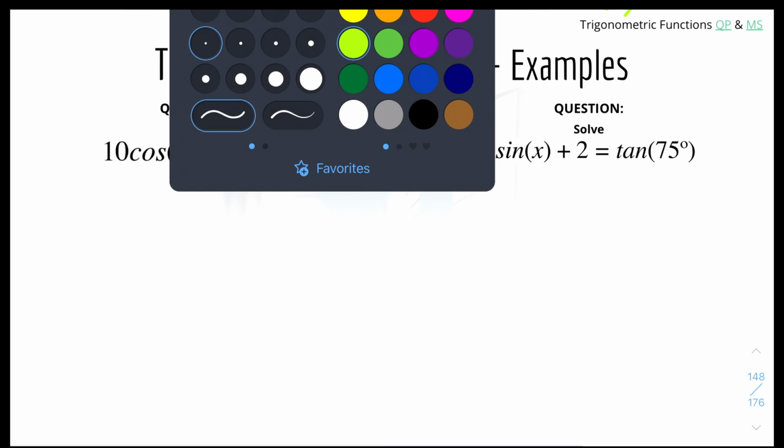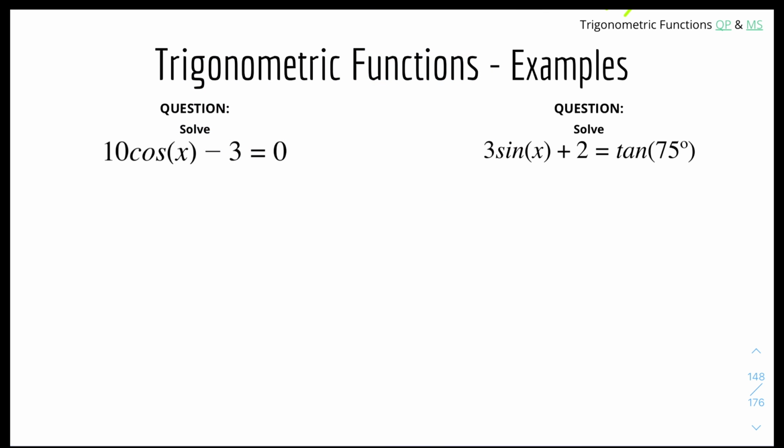Then we have some more questions. We have 10 cos x minus 3 equals 0, and let's just solve it. And let's just set it in the range of 0 to 360 degrees, like so. So basically, you just rearrange the equation to get cos x as the subject. So it'll be cos x equals 3 over 10.